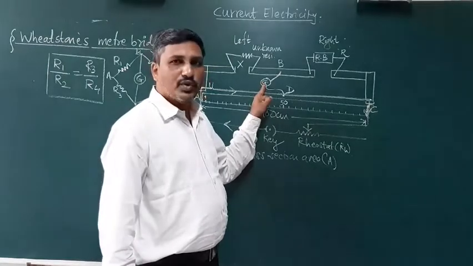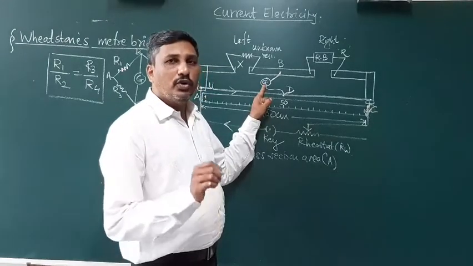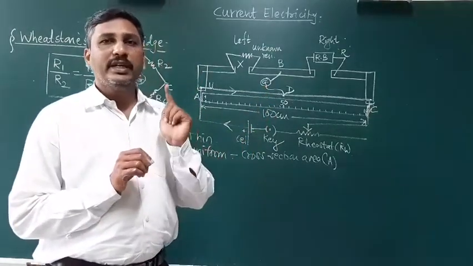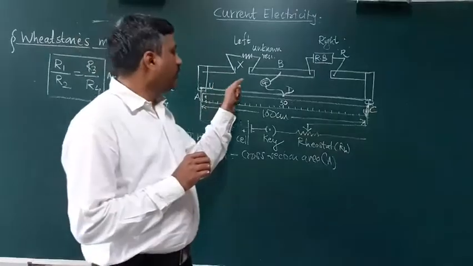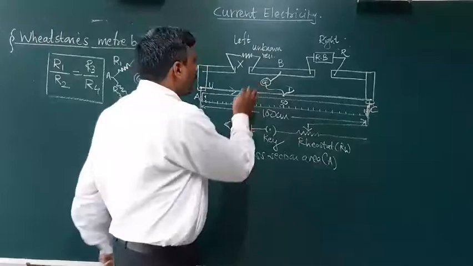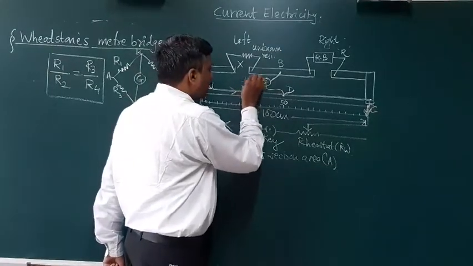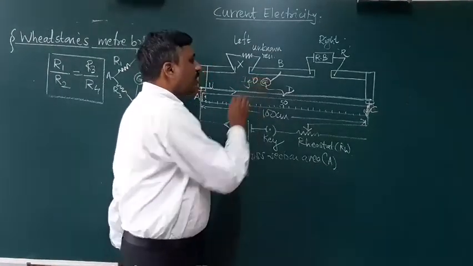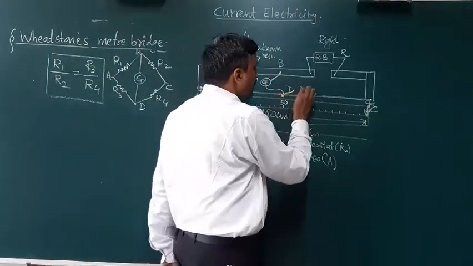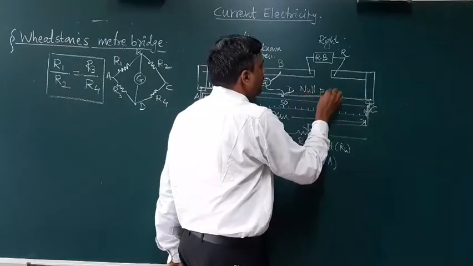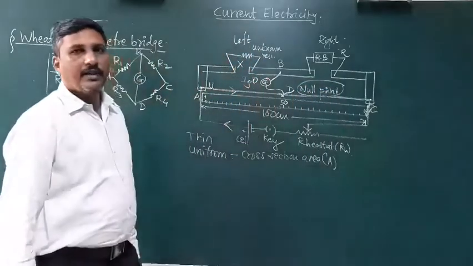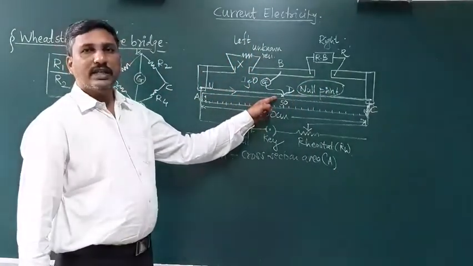If the galvanometer shows zero deflection, it means no current is flowing through the galvanometer, because the function of a galvanometer is to detect the current. If no current is there, then obviously it shows zero deflection. So slide the jockey till your galvanometer shows zero deflection, and that point is called the null point.